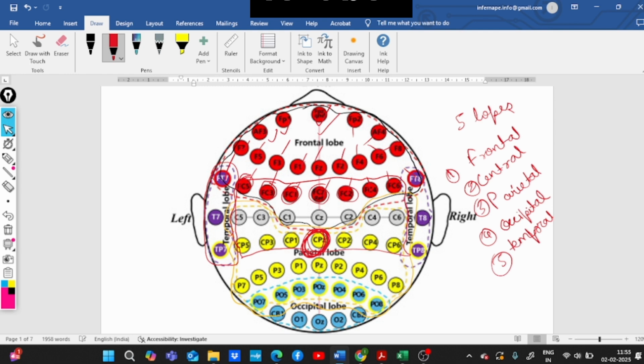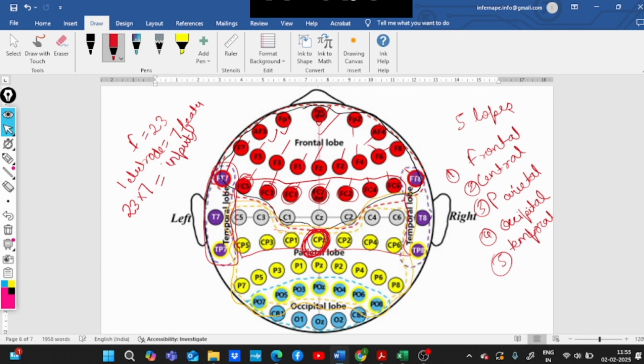In our first modeling study, we will consider only these 23 electrodes of the frontal lobe, and for each electrode we will find 7 features. So the calculation is: in the frontal lobe you have 23 electrodes, and each electrode gives 7 features. The total input sheet will have 23 into 7 inputs, and one output.